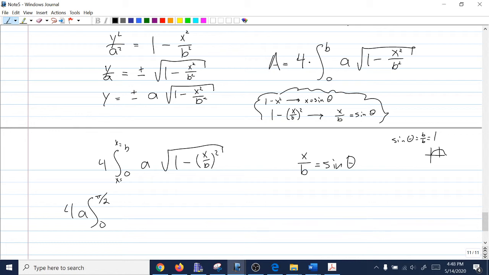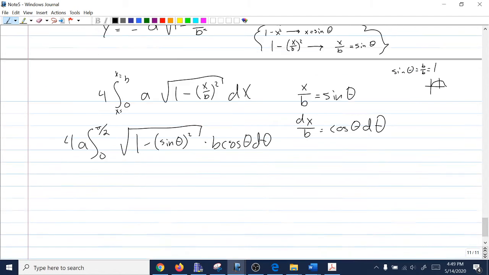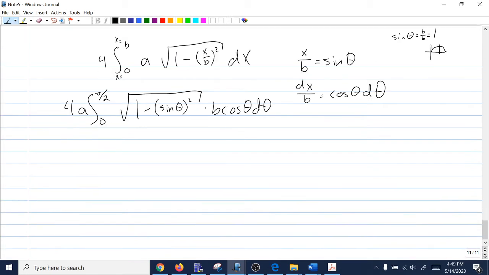What's this thing inside the square root? Well, it's the square root of 1 minus x over b, and x over b is sine theta, squared. What's dx? Well, dx over b is cosine theta d theta, so dx is b cosine theta d theta. I got 1 minus sine squared. So I got 4ab integral 0 to pi over 2 square root of cosine squared theta cosine theta d theta.